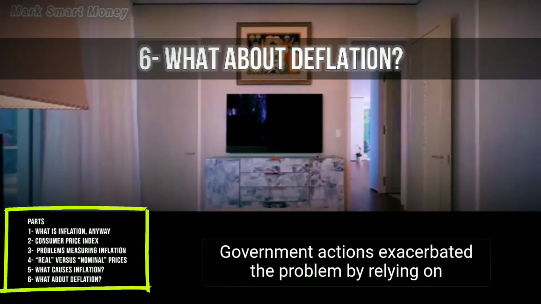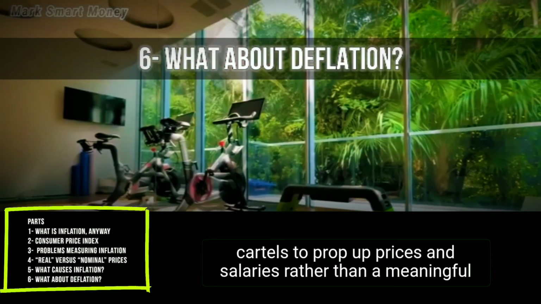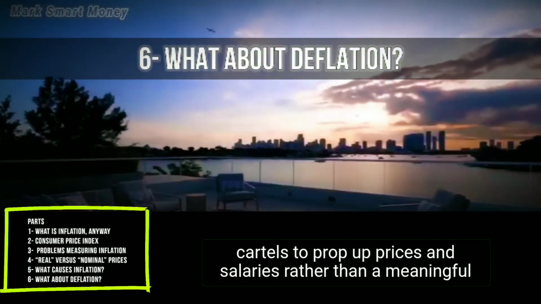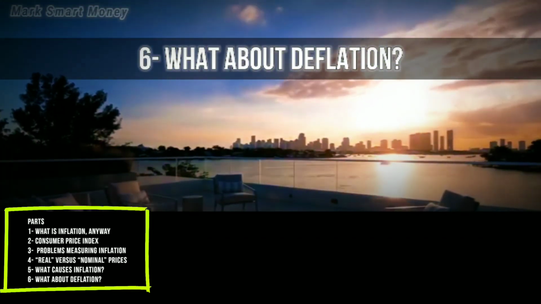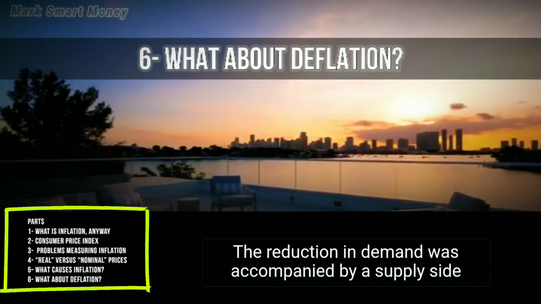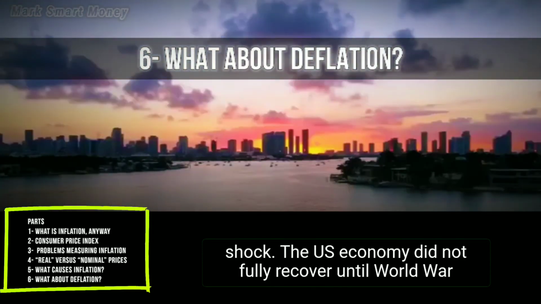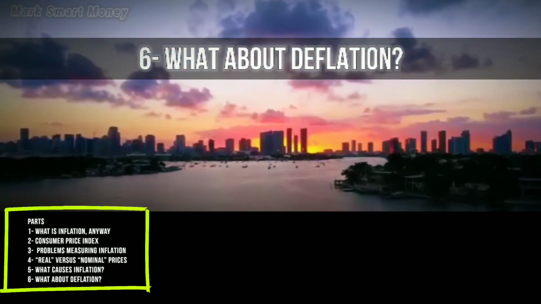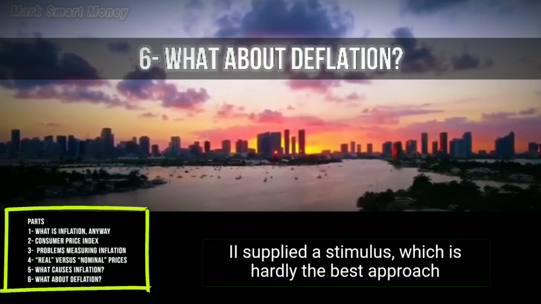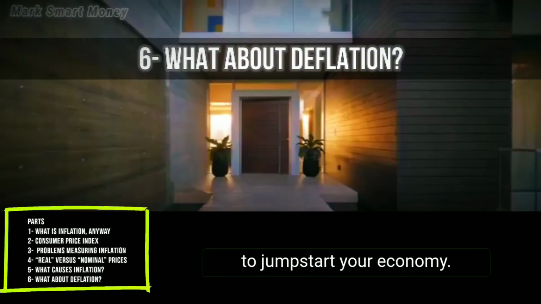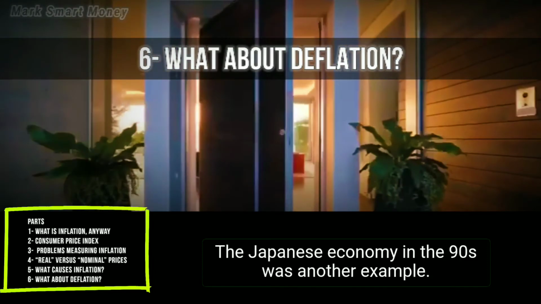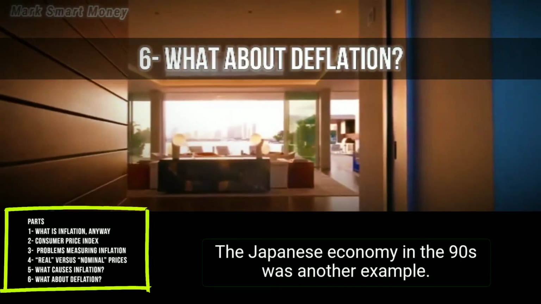Government actions exacerbated the problem by relying on cartels to prop up prices and salaries rather than a meaningful monetary stimulus. The reduction in demand was accompanied by a supply-side shock. The U.S. economy did not fully recover until World War II supplied a stimulus, which is hardly the best approach to jumpstart your economy. The Japanese economy in the 1990s was another example.